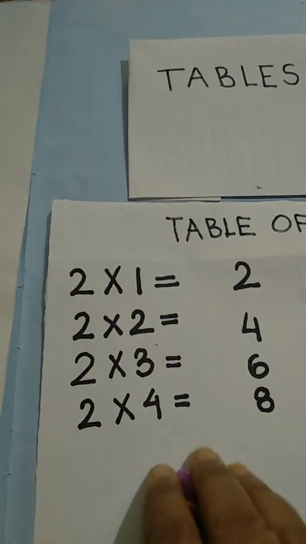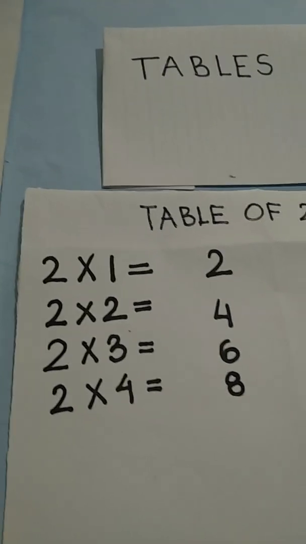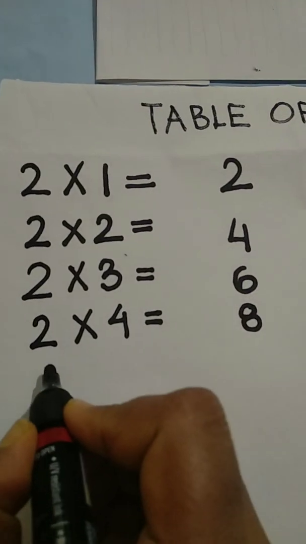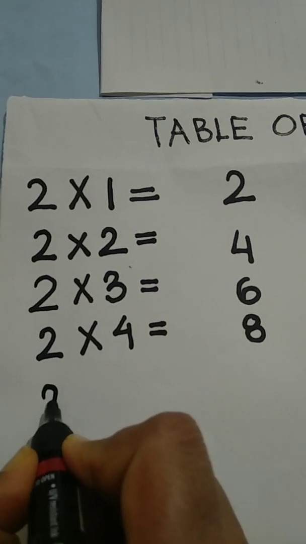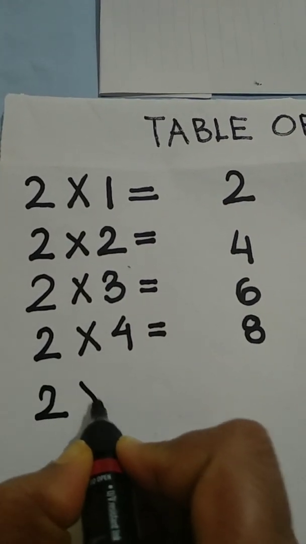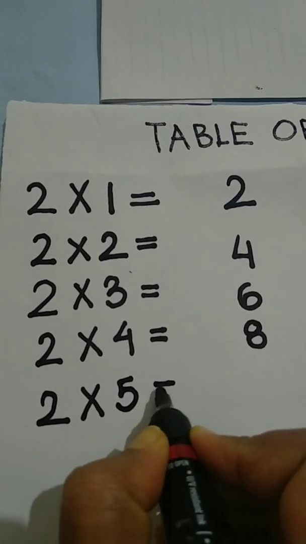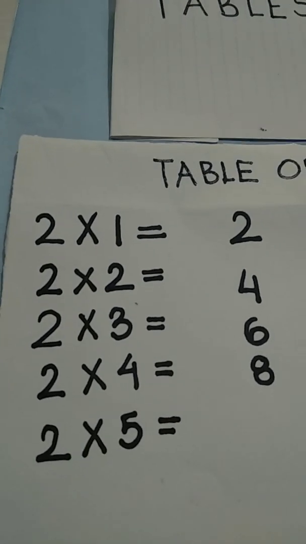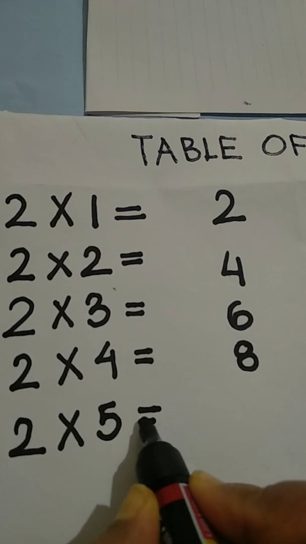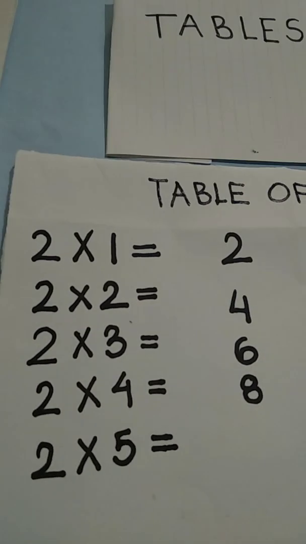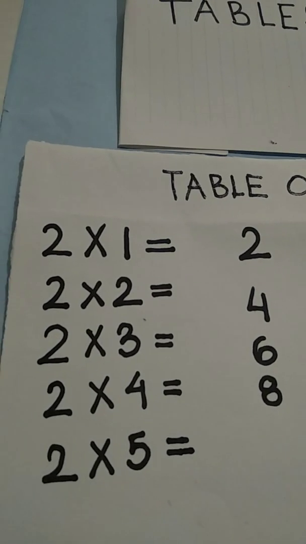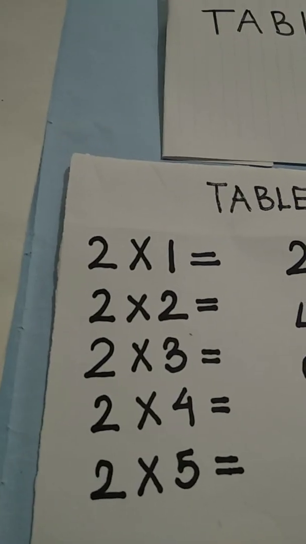Very good. Now let us write the next multiplication fact. 2 fives are. Now here we will see what happens if we put 2 5 times. Let us put 2 gems 5 times.